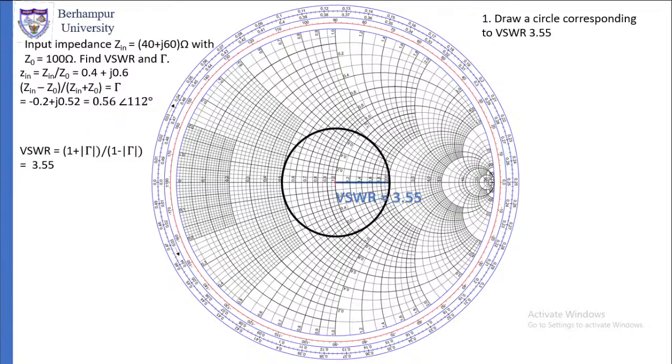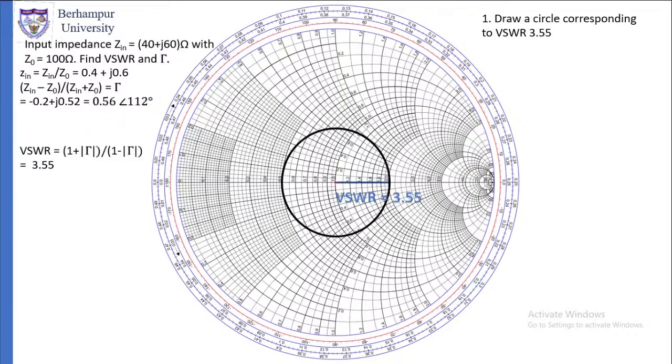Then you can calculate the gamma. Gamma is equal to, as you know, (Zin minus Z0) by (Zin plus Z0). That way you can calculate gamma. Gamma will be 0.56. Angle will be 112. VSWR you can find out: 1 plus absolute gamma by 1 minus absolute gamma. That will give you 3.56 or 5, somewhere there.